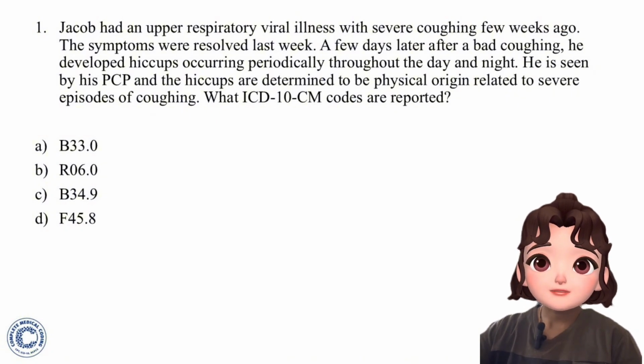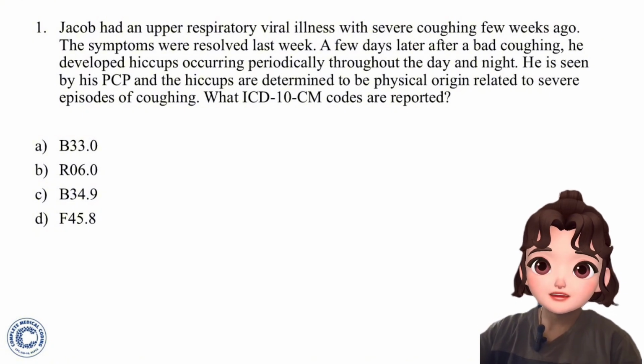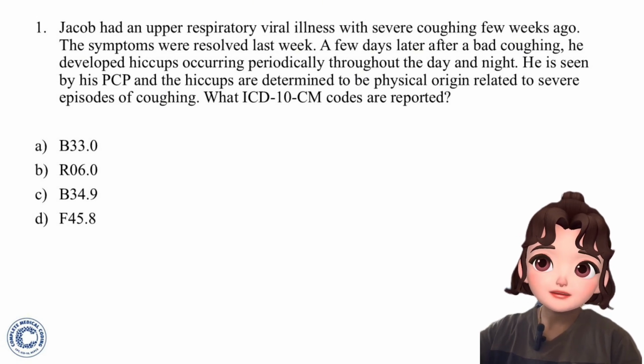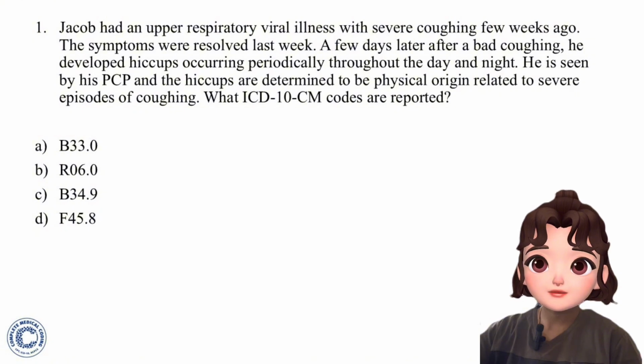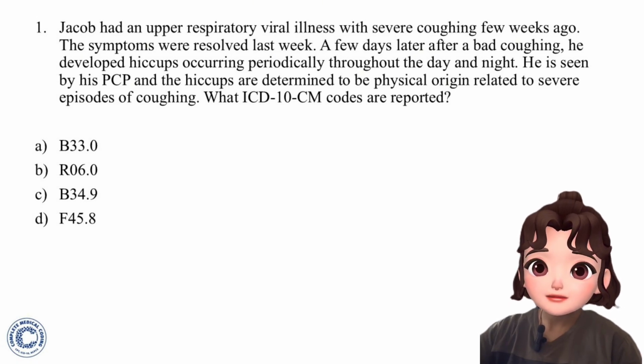What is option C? B34.9, viral infection, unspecified. It's written here viral illness, but that was resolved last week. Now only cough is there, so you cannot code for viral infection. What is F45.8? Other somatoform disorders. That's also incorrect.